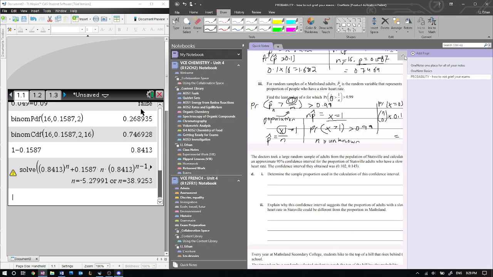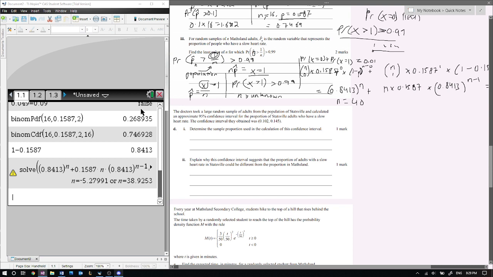Question D(i). The doctors took a large random sample of adults from the population of Statsville and calculated an approximate 95% confidence interval for the proportion of Statsville adults who have a slow heart rate. The confidence interval they obtained was (0.102, 0.145).